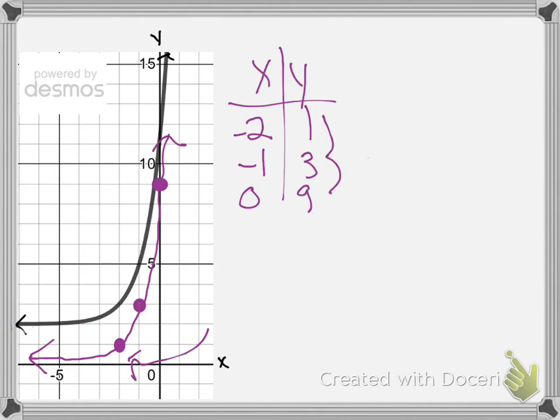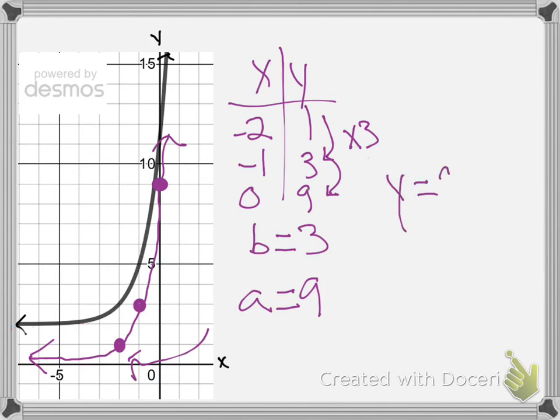So to go from one point to the next, we're multiplying by 3. So our b value, our factor, is 3, and the y-intercept is 9. But what we're ultimately trying to do is come up with the equation for the function that is in black, okay, the one that has been shifted. We figured out that it had been shifted up 2 units from where it should be. So the equation for that function then is going to be y equals 9 times 3 to the x power plus 2. And that's it.